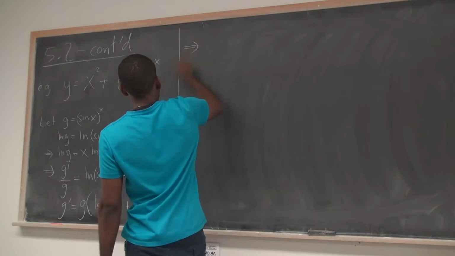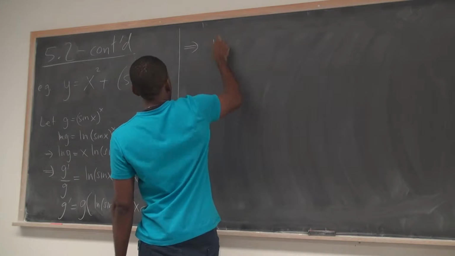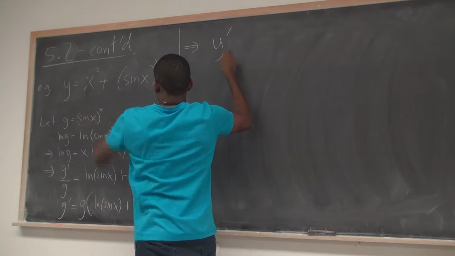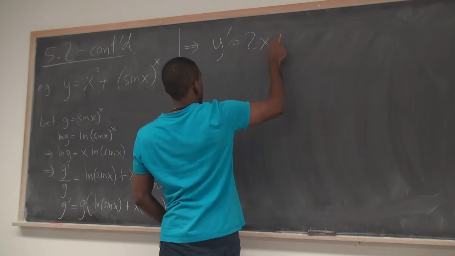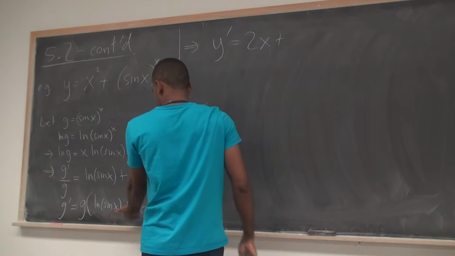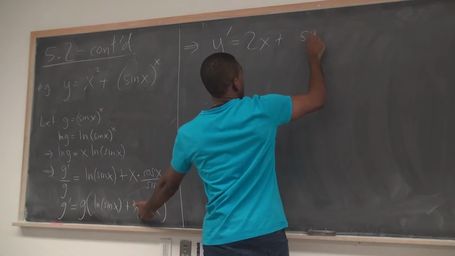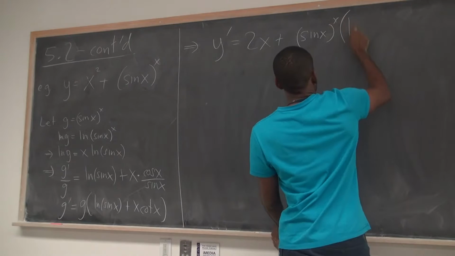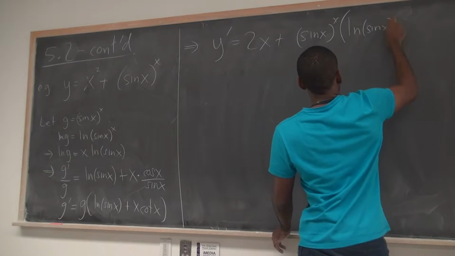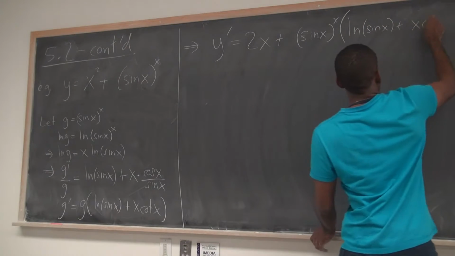So this means that my y prime, going back to the original, is going to be equal to what? 2x, the derivative of this, plus the derivative of this, which I just found. That's just sine x to the x times ln sine x plus x cotangent x.